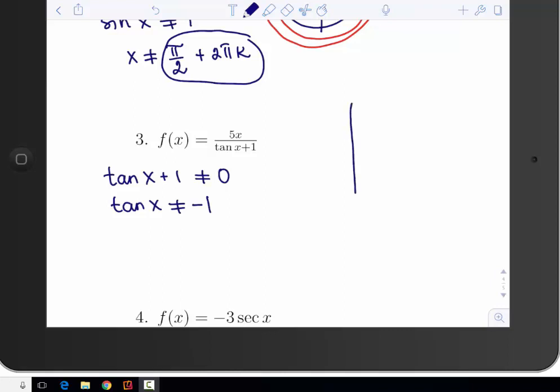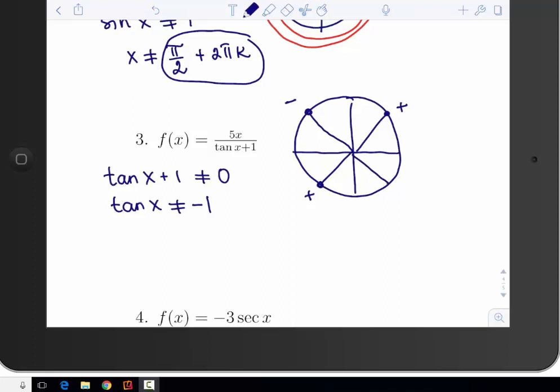Let me remind you where the tangent is equal to negative 1. Over here it's 1, right? In the second quadrant, for this angle, that is where it's equal to negative 1. In the third quadrant, sine and cosine are both negative, so we get positive. So here it's positive, here it's positive, here it's negative, and here it's negative. So we want to exclude what values? This is 3 pi over 4, and this one is 7 pi over 4.